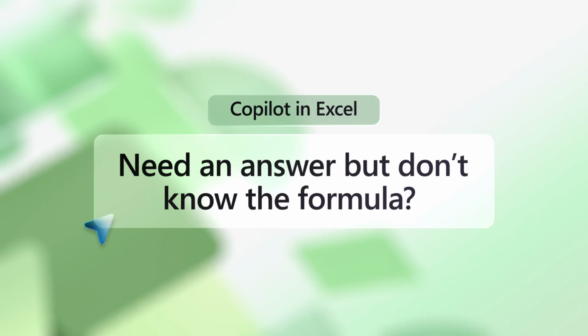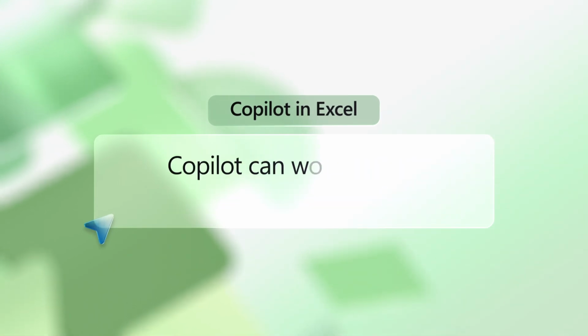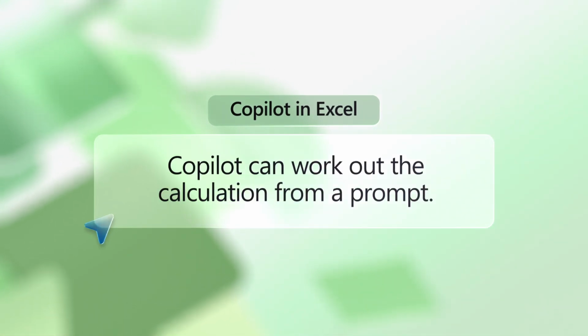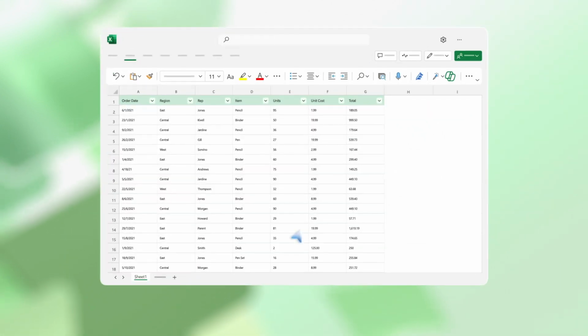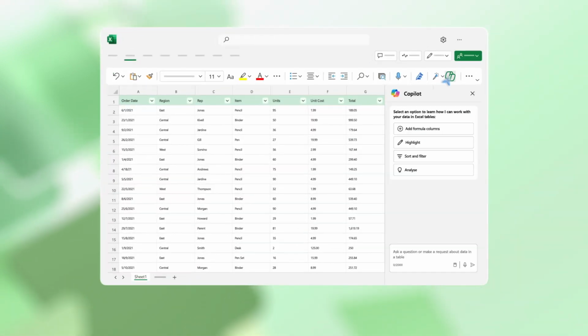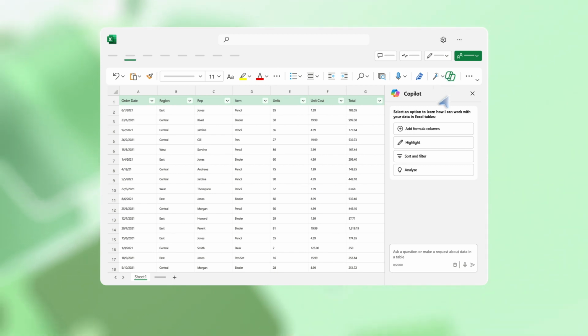Need an answer but don't know the formula? Copilot can work out the calculation from a prompt. Here's how. Click the Copilot icon in the menu. In the Copilot panel, click Add Formula Columns.